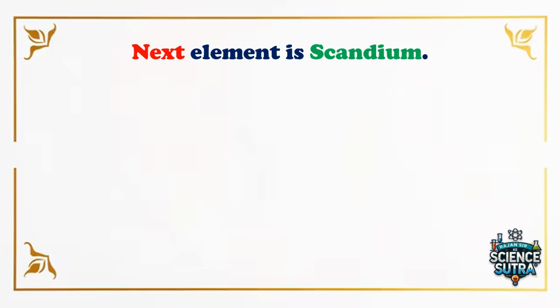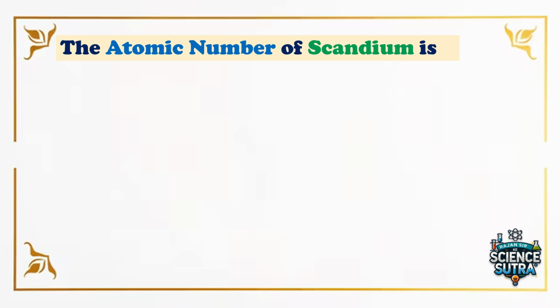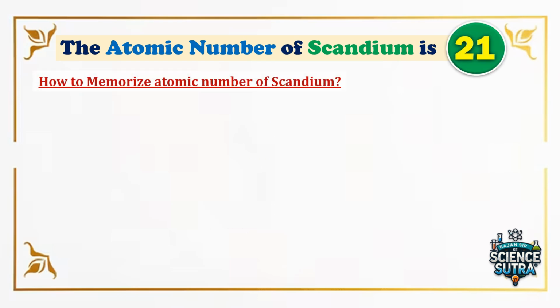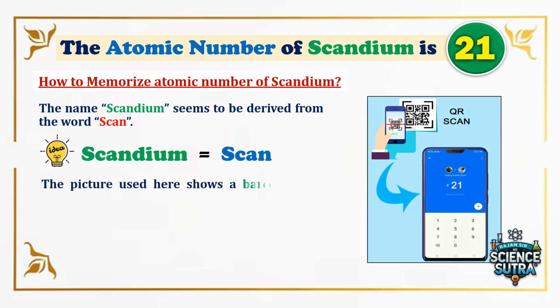The next element is scandium. The atomic number of scandium is 21. So how can we memorize it? The name scandium seems to be derived from the word scan. So what is the idea? How can we memorize its atomic number? Scandium is equal to scan, meaning the word scandium is derived from scan.